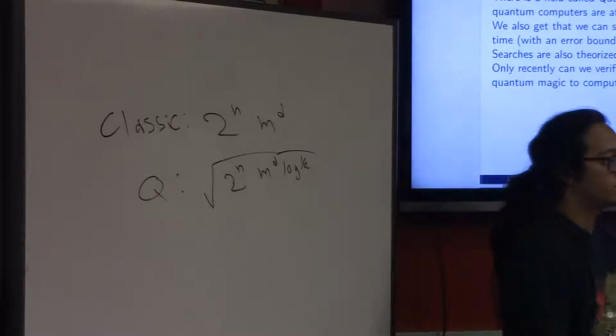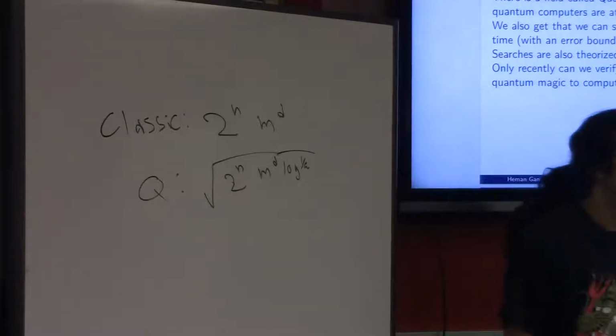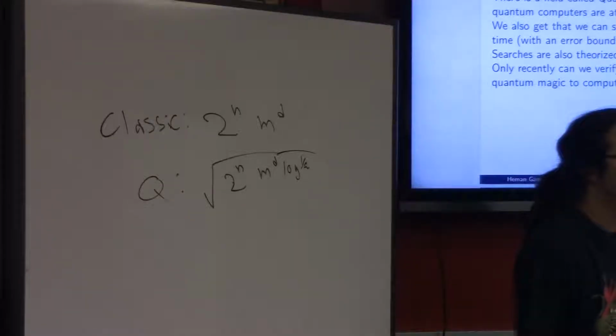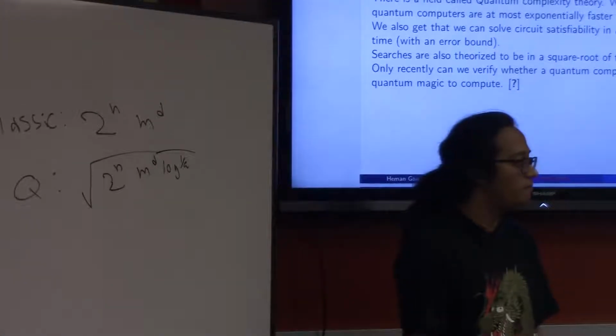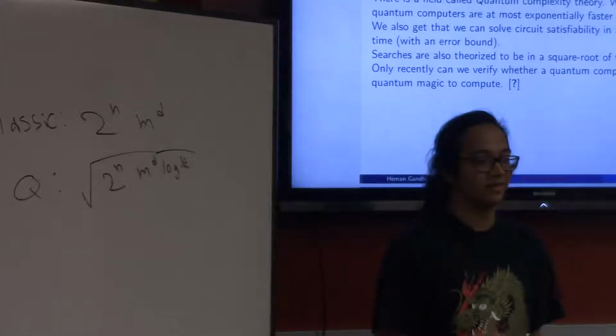Can you explain where that comes from one more time? What do you mean where it comes from? The square root and why? I'll hopefully get into that, but it's essentially what will happen.